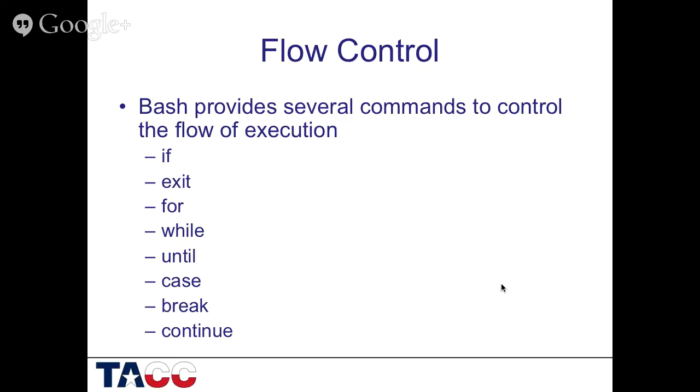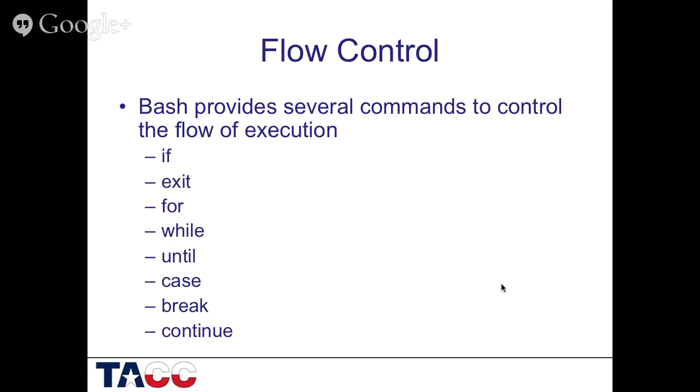Okay. All right. So there are some cool things. We've done some programming. We know about flow control, but let's learn about how we can do it in Bash, and then we can talk a little bit about the parametric job launcher at the end. Bash provides several commands to control the flow of execution, much like you've seen in every other language. You have if, exit, for, while, until, case, break, continue. There are a few more, but we're just going to talk about a couple of them to get you familiar with how they work.